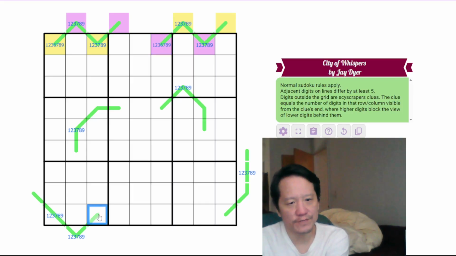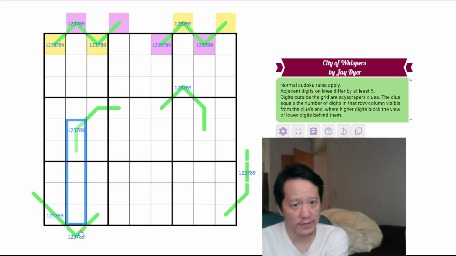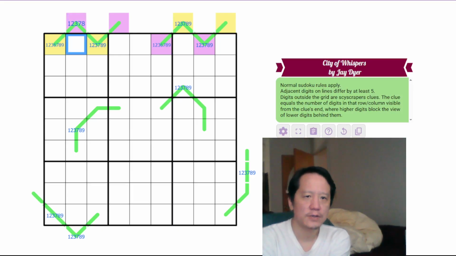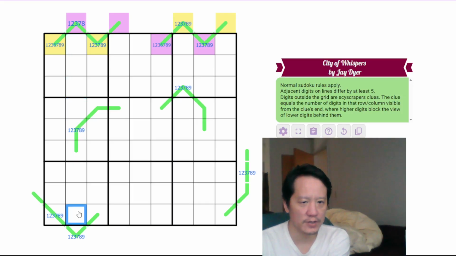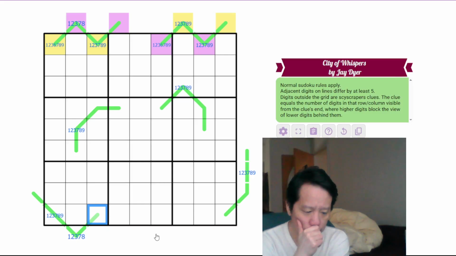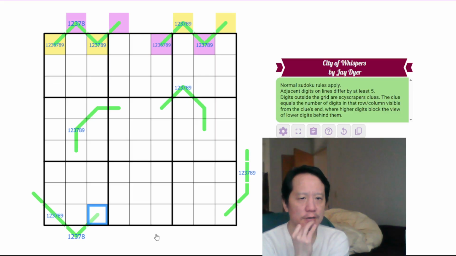Can this be 4? If this is 4, again, that makes this 9, which means you see 1, 2, 3, 4, 5, so no. So this can't be 9, because that would force this to be 1, 2, 3, 4, 5. Same here, 1, 2, 3, 4, 5. So this can't be 9 either way. Can it be 8? I don't know if it can be 8 either.